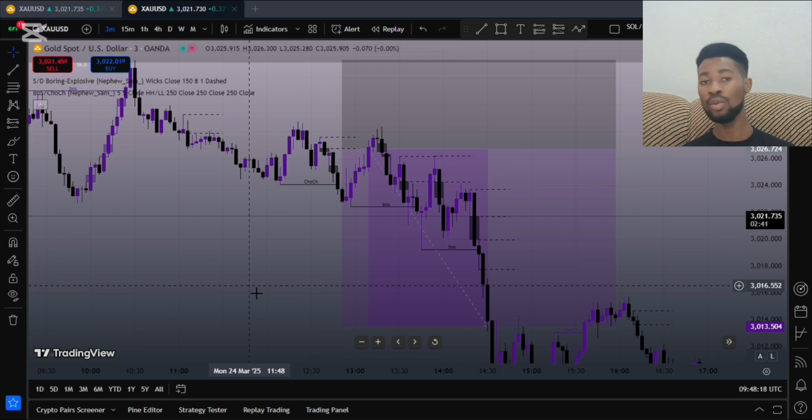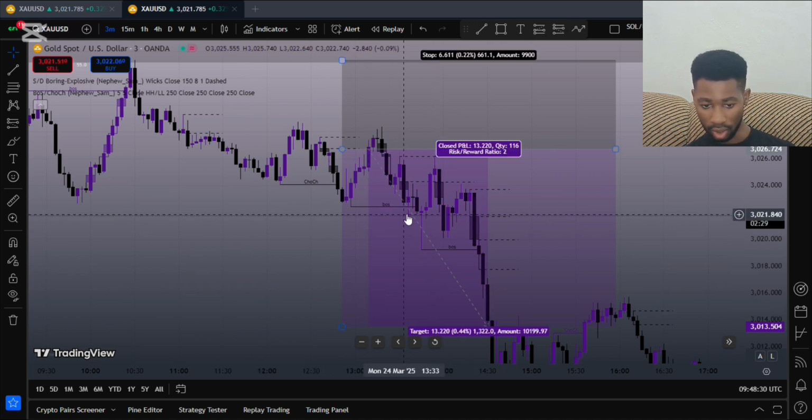Yes, but most of the time you have to enter at the change of character, because sometimes once it forms a break of structure, it's not going back to tap your entry. The market has gone and left you behind. So after this break of structure here, what can you see?